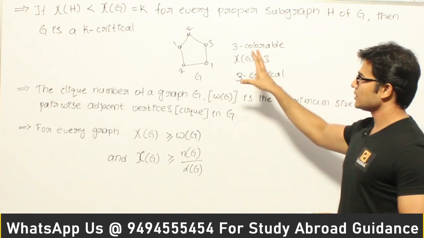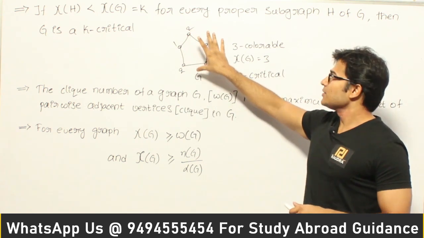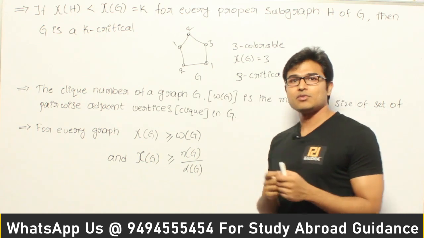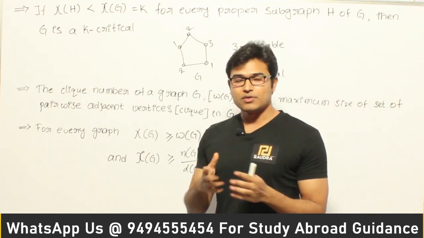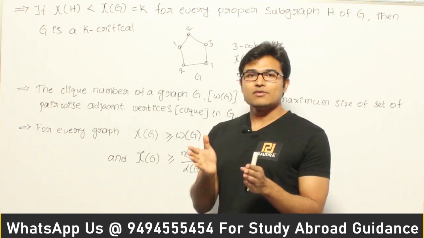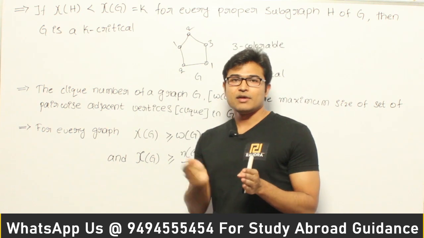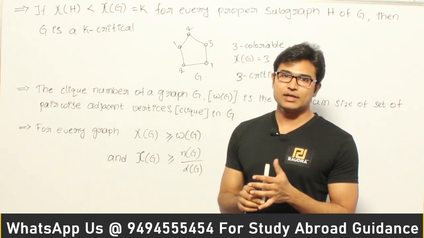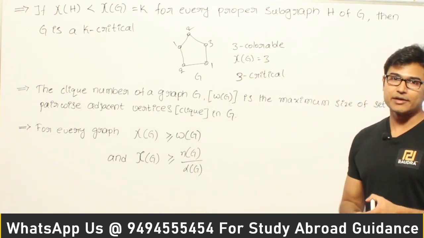So what they are trying to say by this point is, if we have a graph and let us say the chromatic number of this graph is some k, then if you try to delete either a vertex or an edge or both, anything, then for the resulting subgraph, that is called a proper subgraph, the chromatic number should be less, right? So if you have such a graph, that is called a k-critical graph.